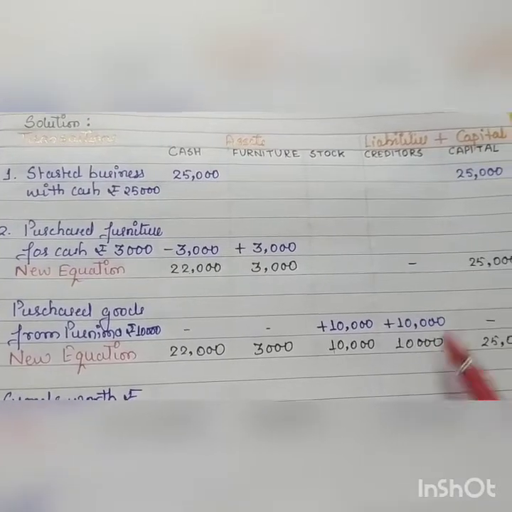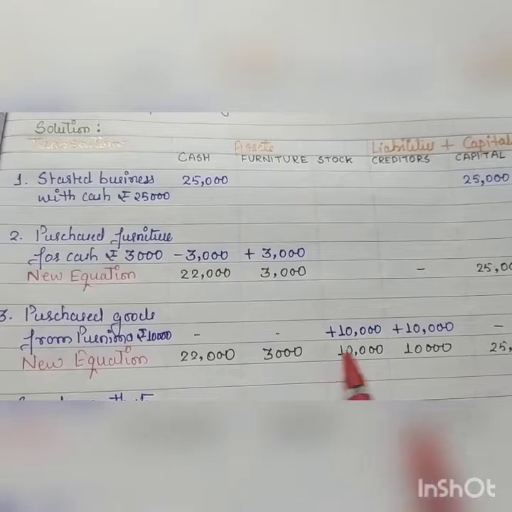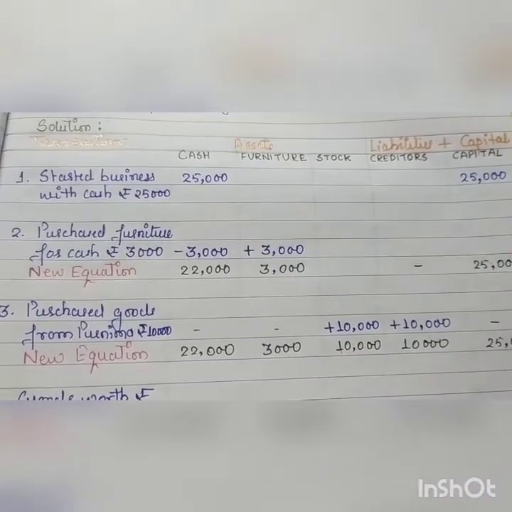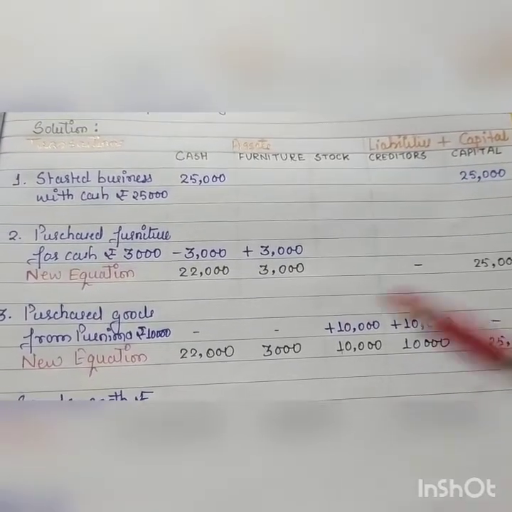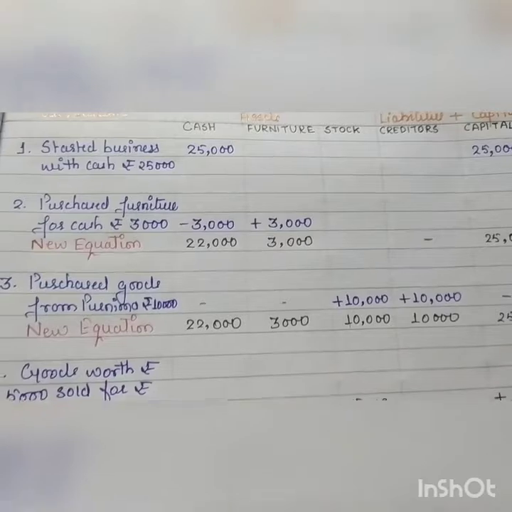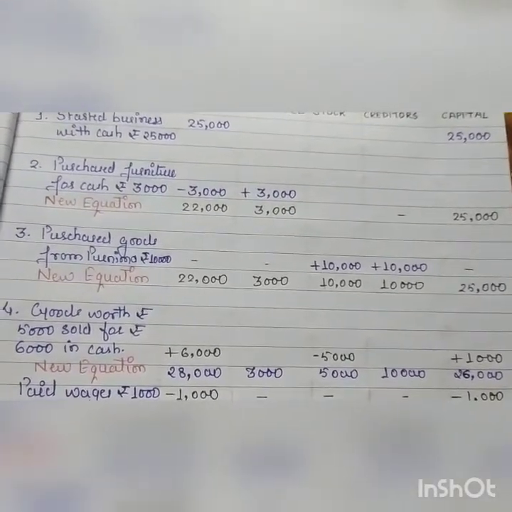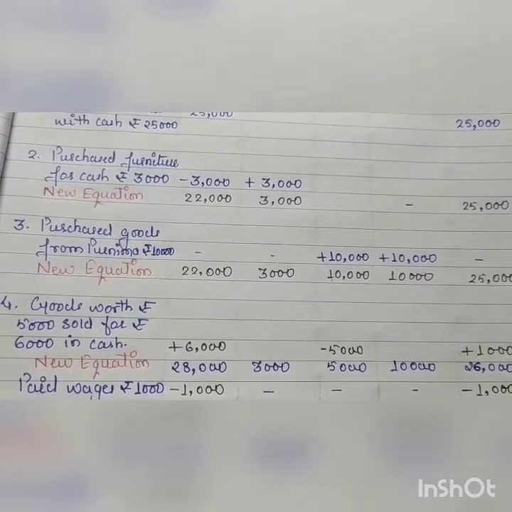Creditors here 10,000, capital 25,000. So here total is 22 plus 3 plus 10 is 35. Liability side also 10,000 plus 25,000 is 35,000. Both sides are equal. Next we have goods worth rupees 5,000 sold for rupees 6,000 in cash.